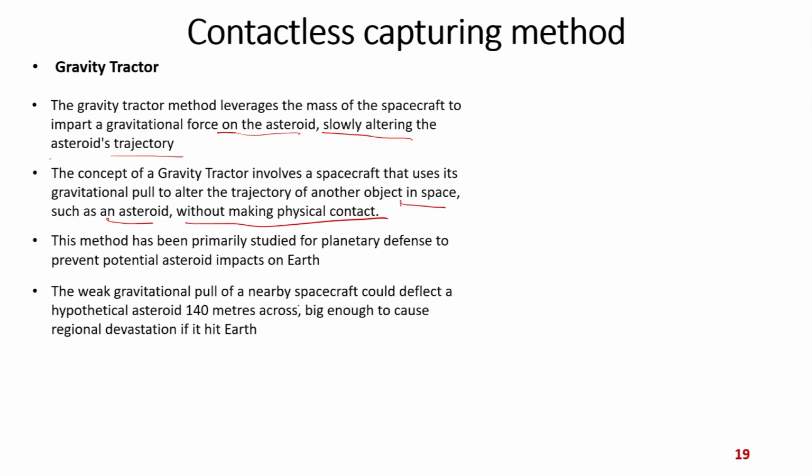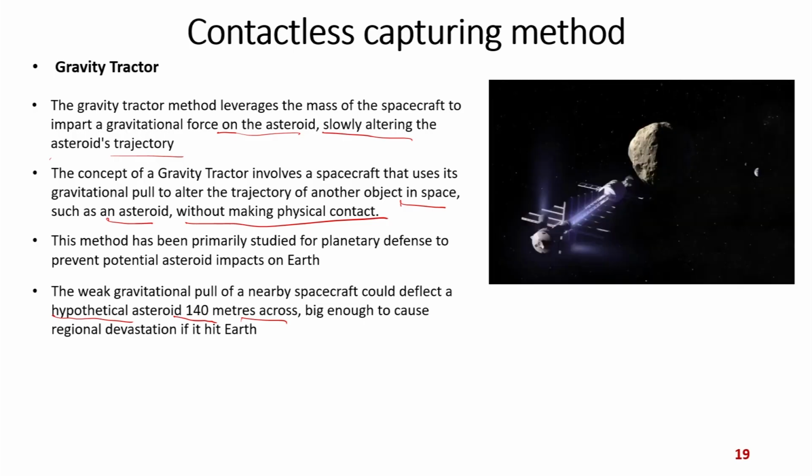It could deflect, suppose, a hypothetical asteroid 140 meters across, big enough to cause regional devastation if it hit the earth. This concept is shown here, how the gravitational pull changes the track of an unwanted object. So, with this I will end it here, and we will continue with this same topic in our next session. Thank you very much.